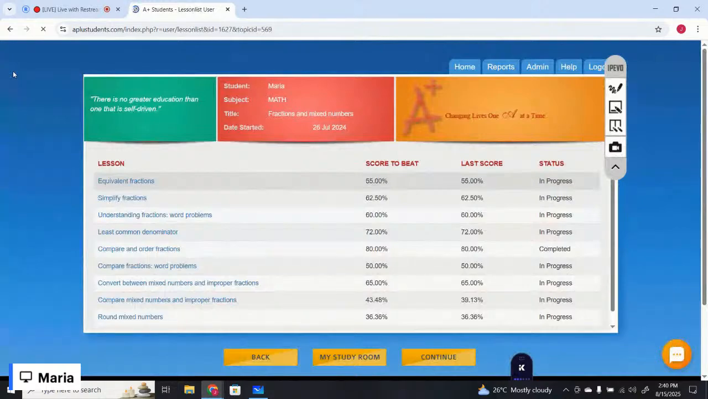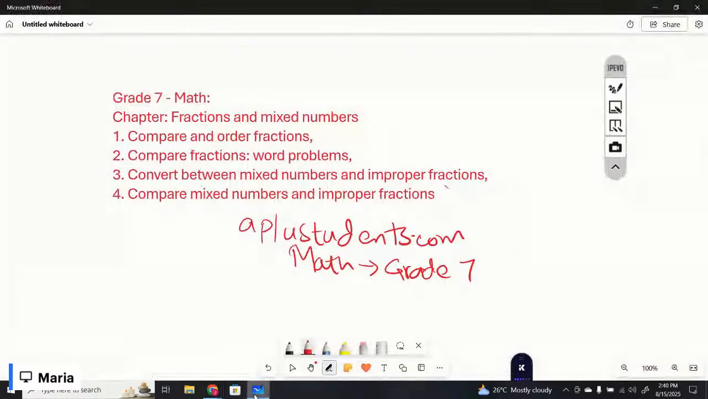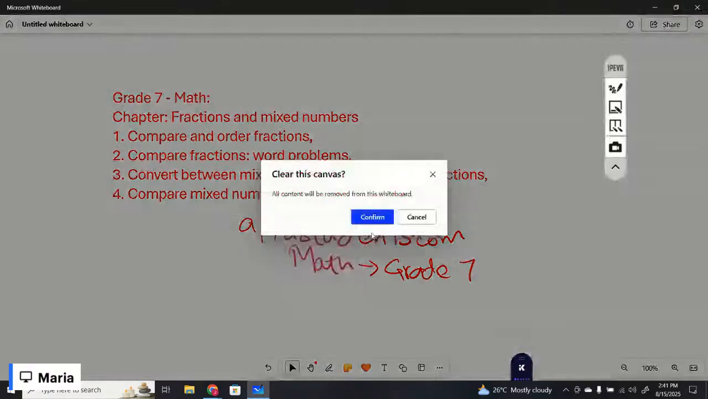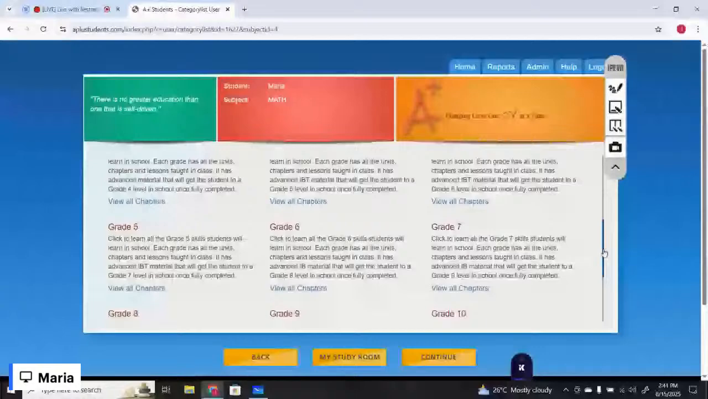So we are working on grade 7 math. The chapter we are working on is fractions and mixed numbers. The lessons we have covered today are compare fractions problems, convert between mixed numbers and improper fractions, and compare mixed numbers and improper fractions. So please make sure before the next session you complete all the practice questions for the lessons we just did. That is your homework until next session.